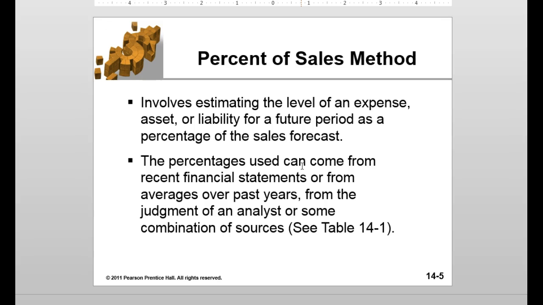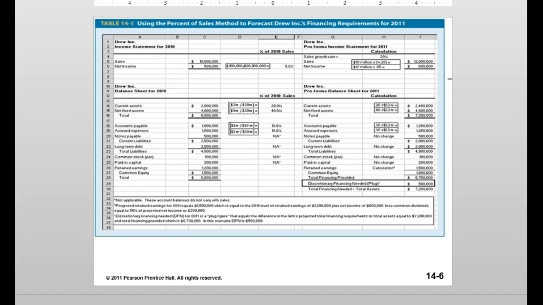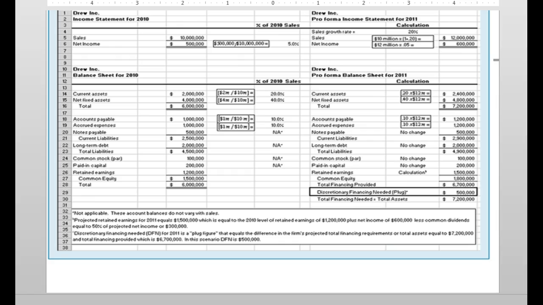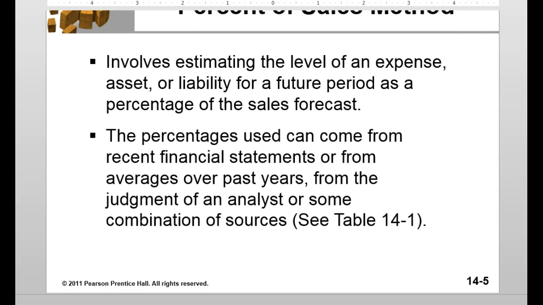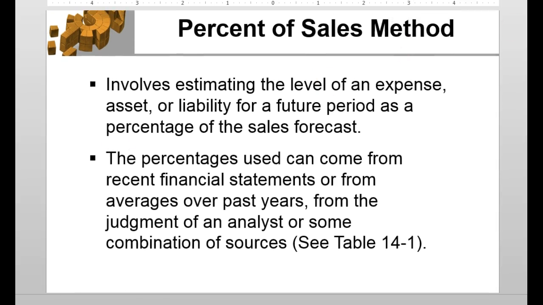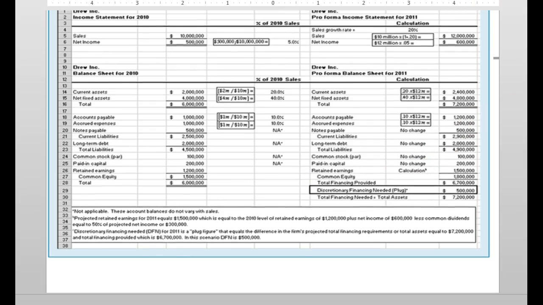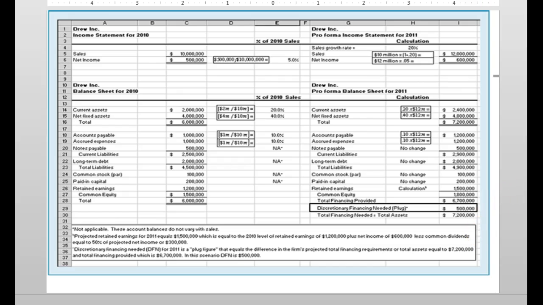So let me show you right here. I'm going to blow this up just a little bit so you can see it. And then I'll have to adjust it. Let's go back here. There, how's that? So as you can see, this is 2010, and we're projecting for 2011, and it looks like a 20% sales growth.